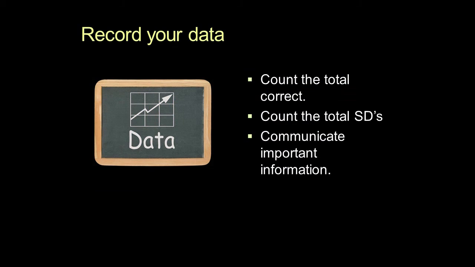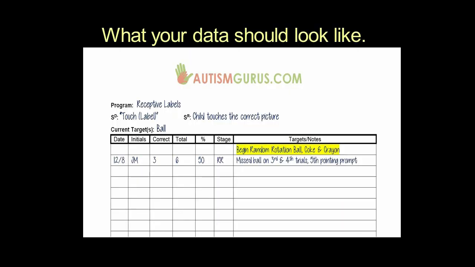All right, I'll give you a couple seconds to record your data. All right, let's check your answers. You should have gotten 3 out of 6 for 50% and noted that the trials missed were the 3rd and 4th ones. Also, you should have noted that you used a pointing prompt. If you didn't quite get it, go back and watch the video again until it all makes sense.